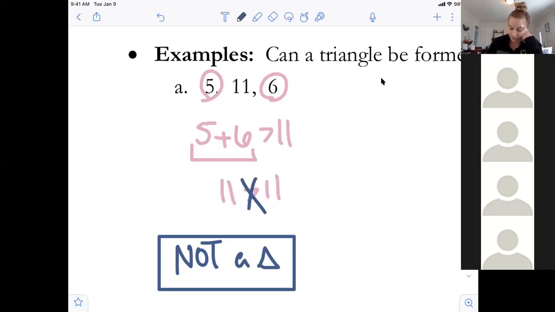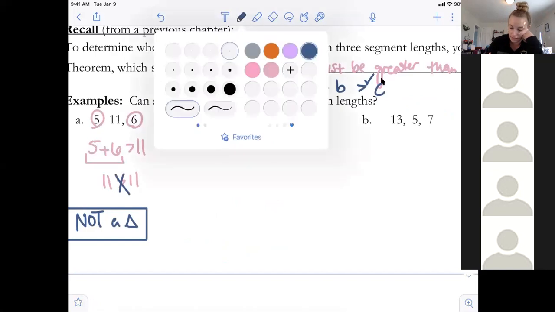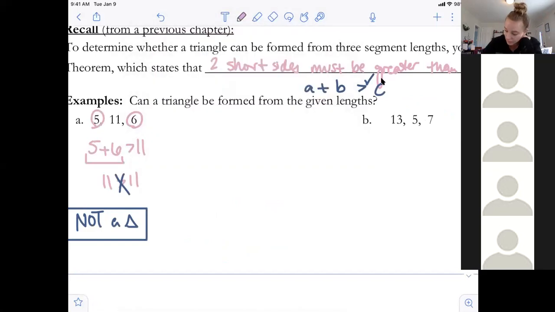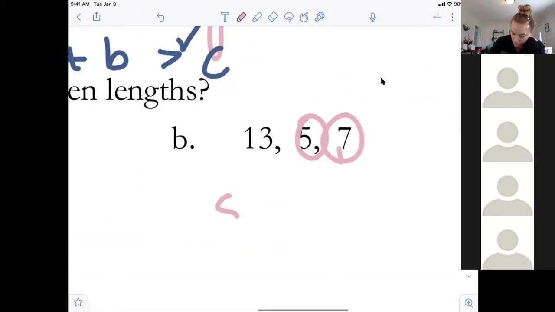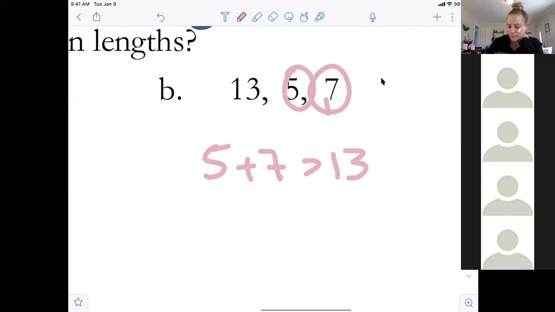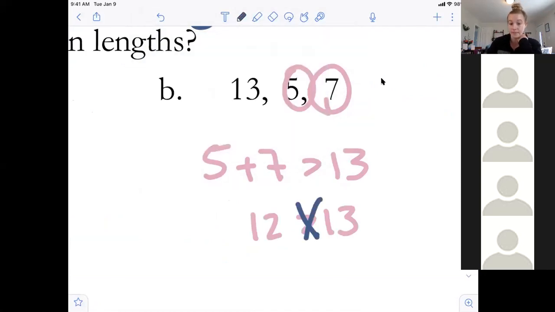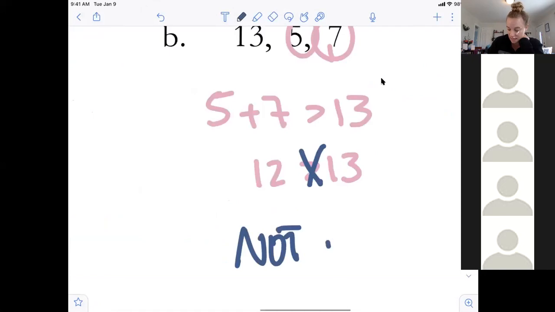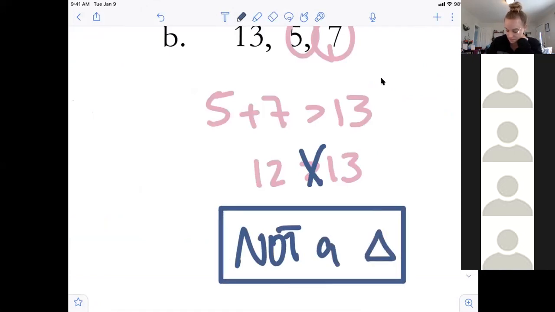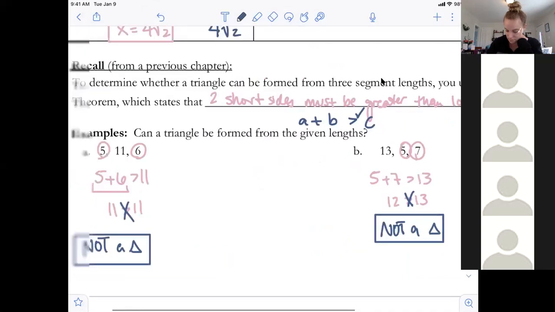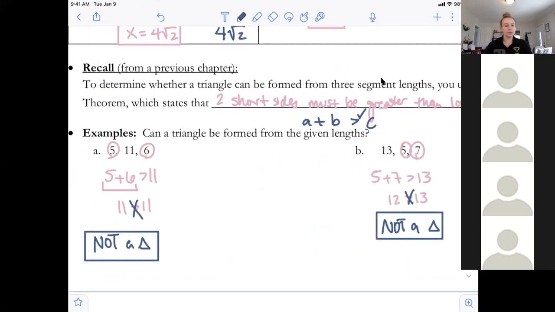Same idea for the next one. Again, pick the 2 smallest lengths. So between 13, 5, and 7, 5 and 7 are the smallest lengths. So I'm going to do 5 plus 7 and see if that's greater than 13. Well, 5 plus 7 is 12. 12 is definitely not bigger than 13. 12 is decidedly smaller than 13. So again, we're going to say not a triangle. So if they're equal to each other, it's not a triangle. If the 2 smaller sides are smaller than the third side, it's also not a triangle.